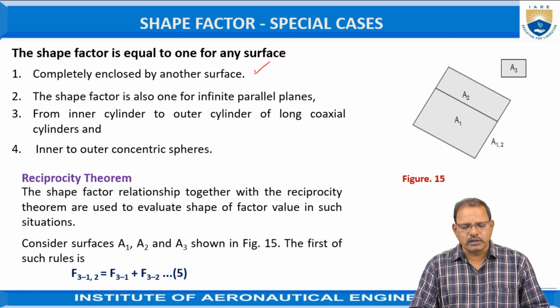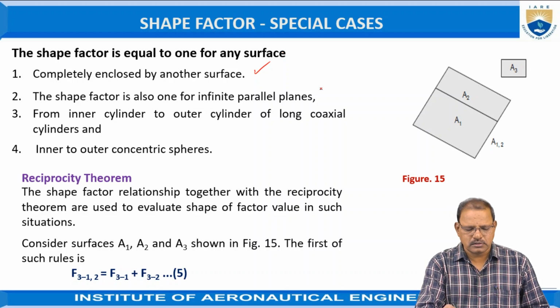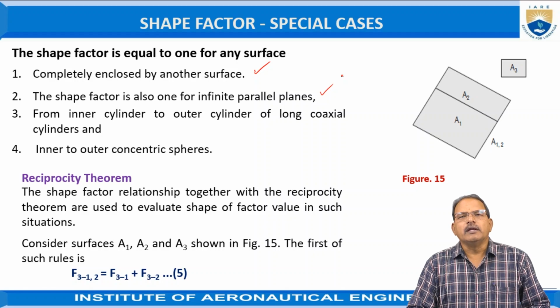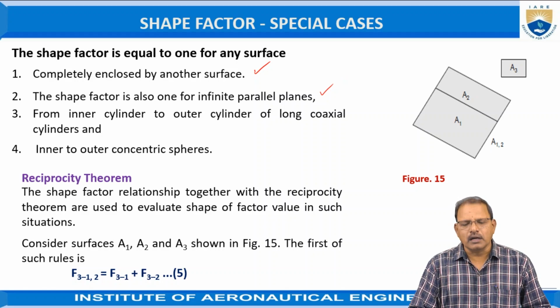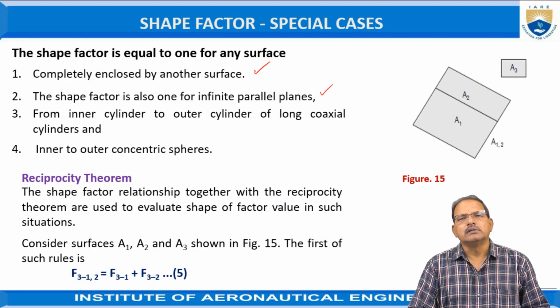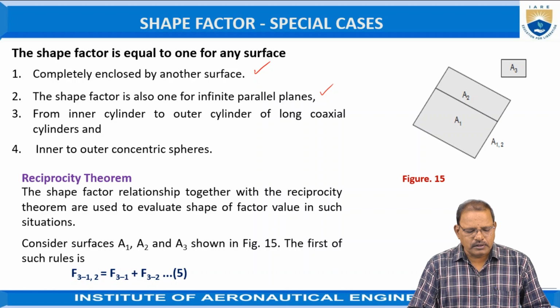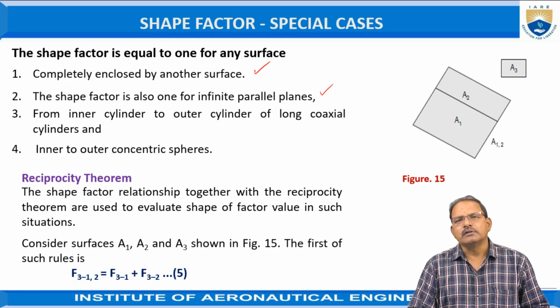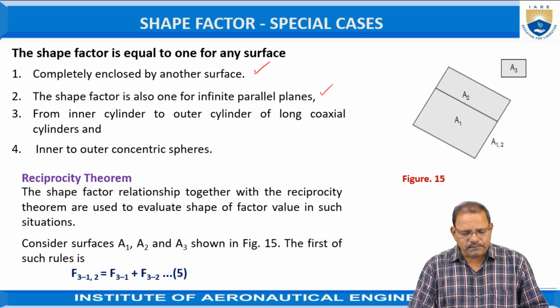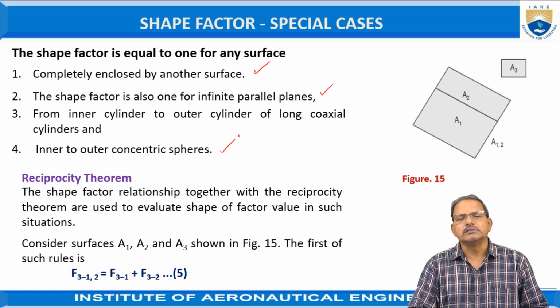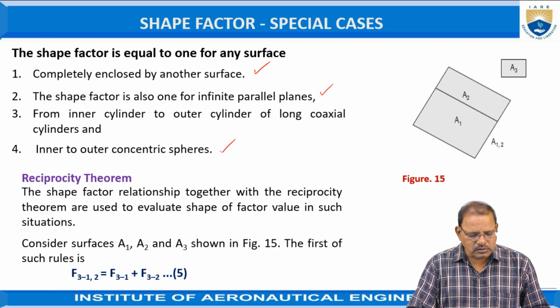The shape factor is also 1 for infinite parallel planes. From the inner cylinder to the outer cylinder of long coaxial cylinders, the shape factor is also 1. And for inner and outer concentric spheres, which have just a concentric space between them, the shape factor is also 1. In these four cases, the shape factor is equal to 1.